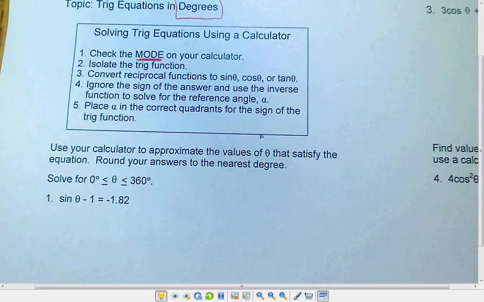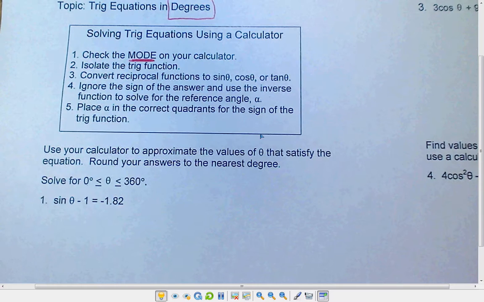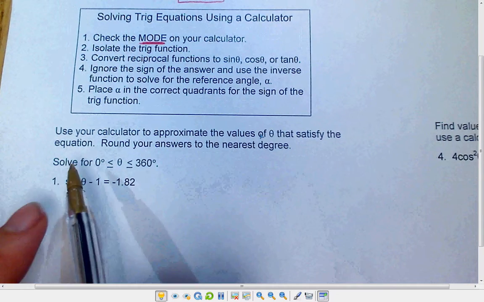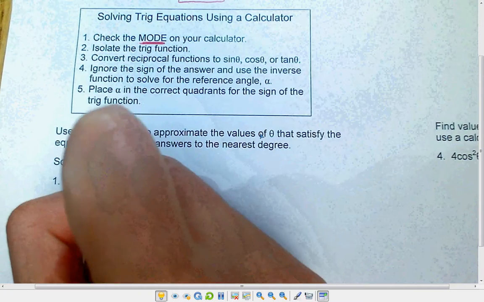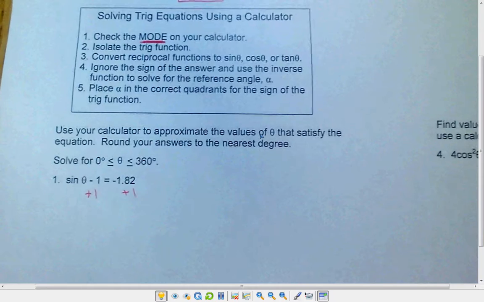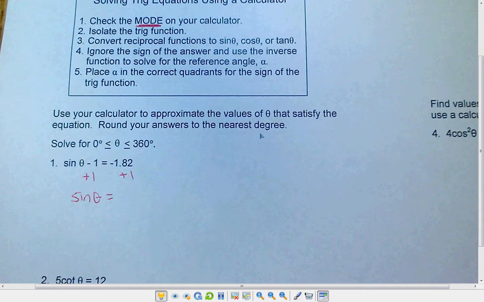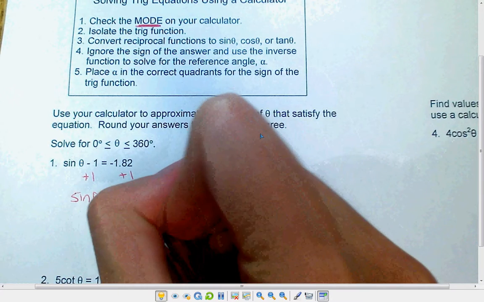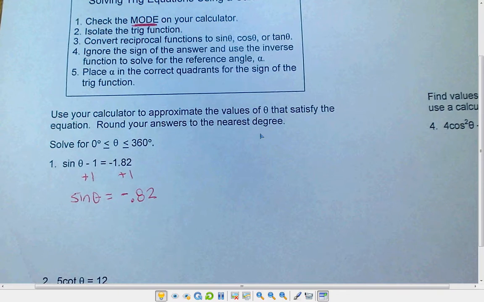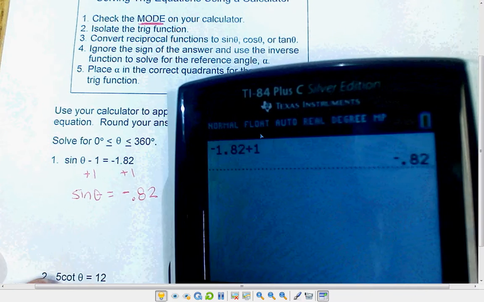Okay. Our first step after checking the mode is to isolate the trig function, which means we are getting it by itself. So for number 1, right now we're trying to get sine by itself. Right now it says sine theta minus 1. We're going to get rid of the 1 by adding 1 to both sides, which leaves us with sine of theta is equal to, if we do negative 1.82 plus 1, negative 0.82. And again, if you're not sure, this is something you can also do on your calculator. Negative 1.82 plus 1 gives you negative 0.82.